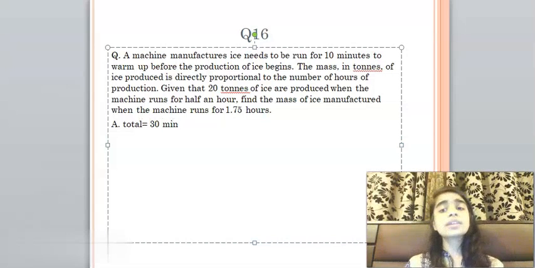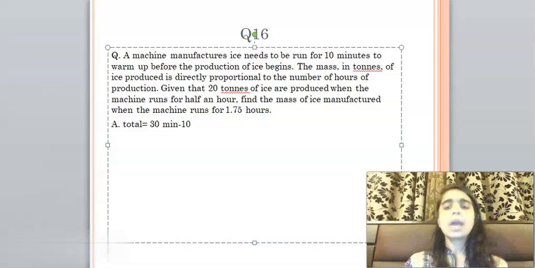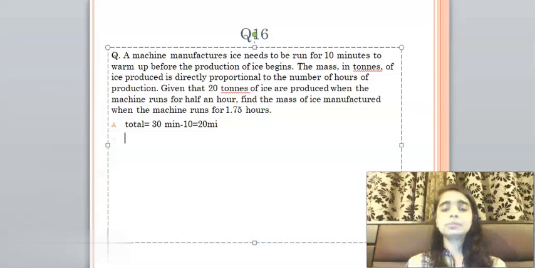Now, out of these 30 minutes, what is fixed? Yes, the 10 minutes are fixed. So, we need to subtract those 10 minutes because they are not used for the production of the ice. They are used to warm up the machine. So, that will make it 20 minutes. So, that means to produce 20 tons of ice, 20 minutes are needed. That means for 1 ton, I require 1 minute. Right?